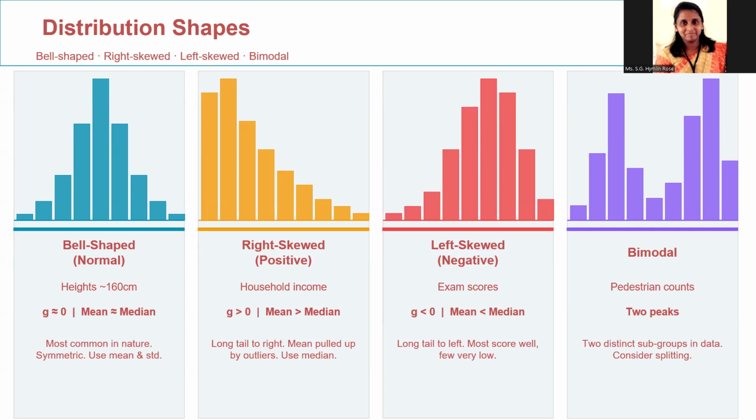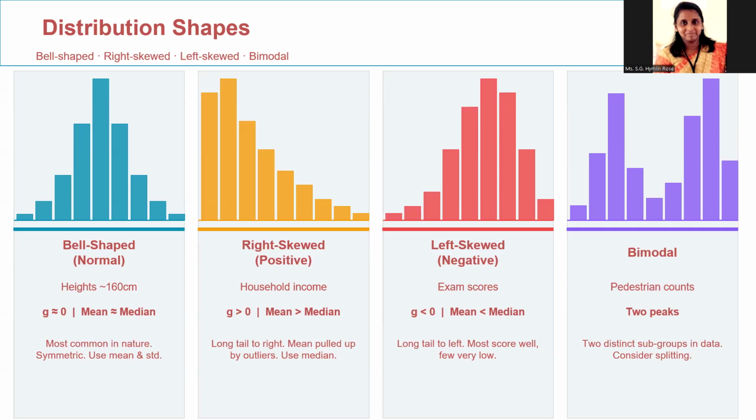Next is left skewed data. Examples are exam scores in an easy test, age at retirement, or product lifetimes near end of life. All of these come under left skewed. A left skewed distribution has a long tail extending towards the left, the lower values. Most values are high, with a few very low ones.